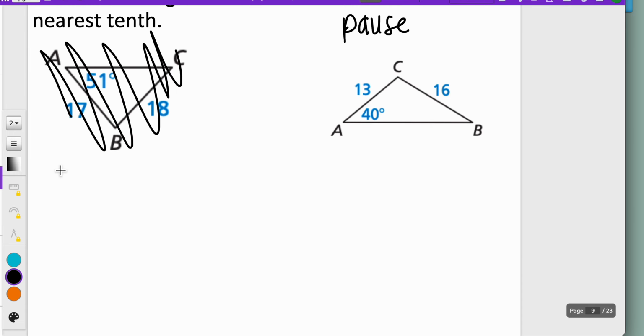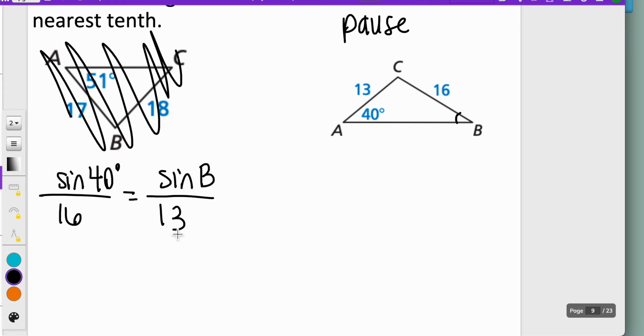All right, things that I'm given. I am given the sine of 40 degrees matches 16. So the sine of 40 degrees will go as 16, and then is equal to, I'm given 13, and that's across from angle B. So the sine of B will be equal to 13. So there's my proportion. Start by cross multiplying. So we got 16 times the sine of B is equal to 13 times the sine of 40 degrees.